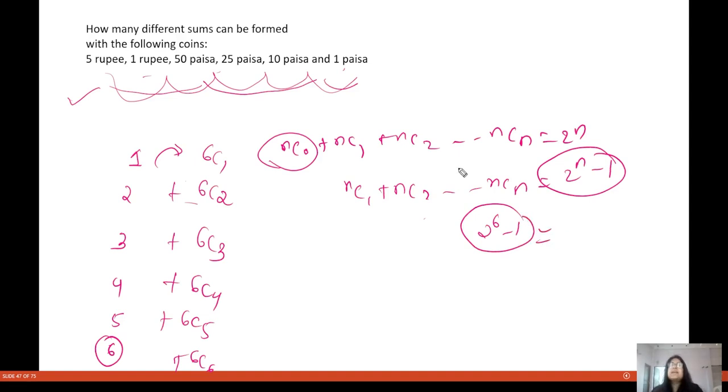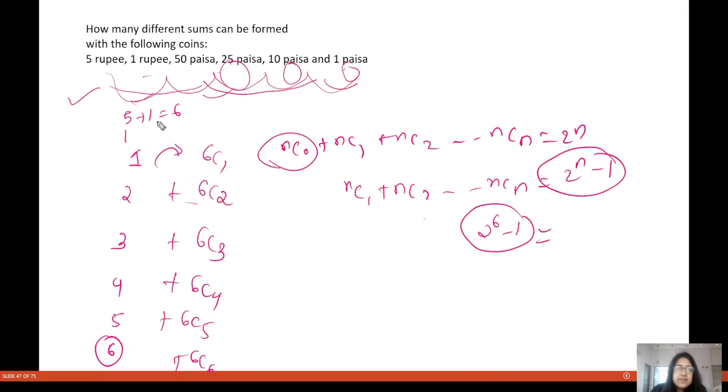But here, if you are considering this case, see, the coins are of such different denominations that if we add two coins, no two sums will be the same. For example, if we are adding 5 rupee and 1 rupee, we are getting 6 rupee.